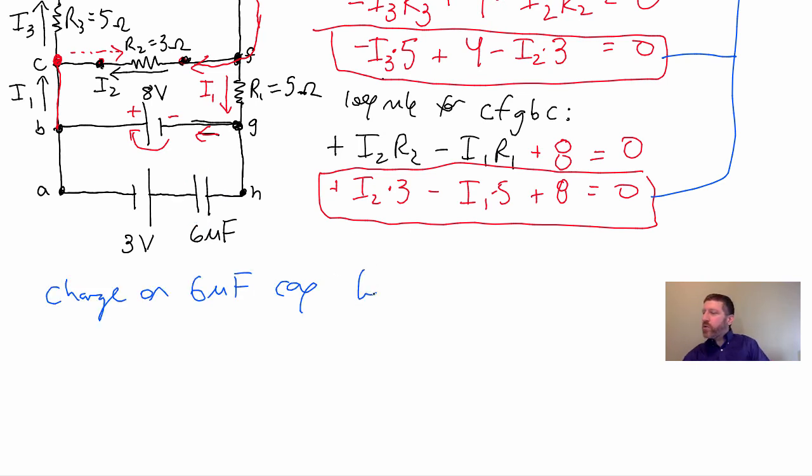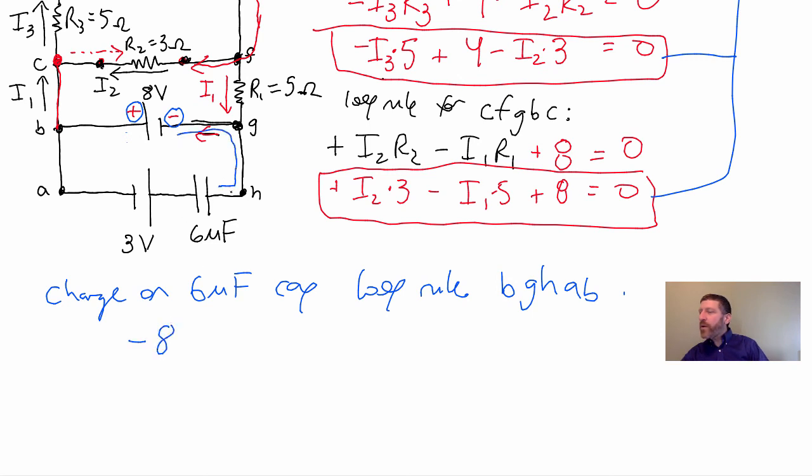I'm going to use the loop rule for the loop BGHA, back to B. Always got to start and end at the same spot. Now going in this direction of travel like that, notice that's going opposite the polarity. I'm going from high potential to low potential. It's like going downhill. So that'll be minus 8 volts. Minus 8. Keep going down.